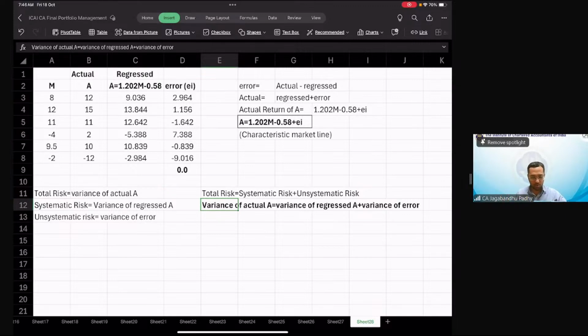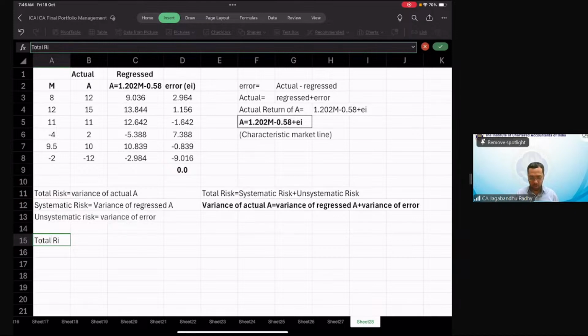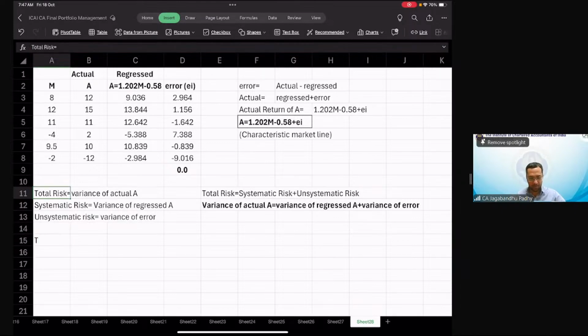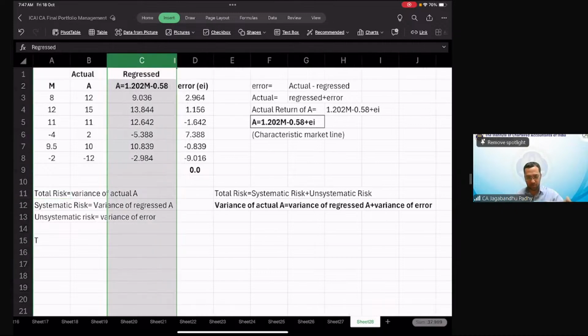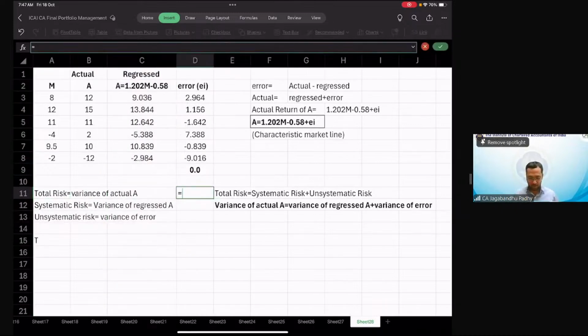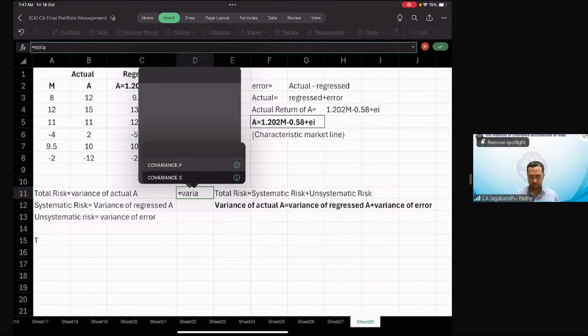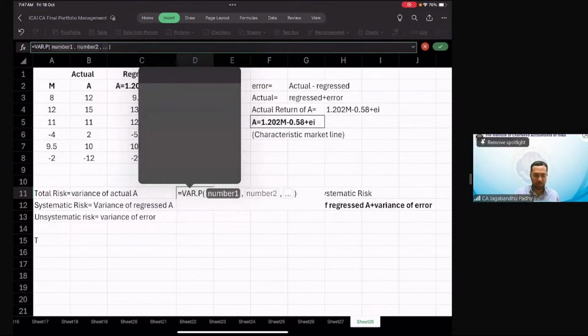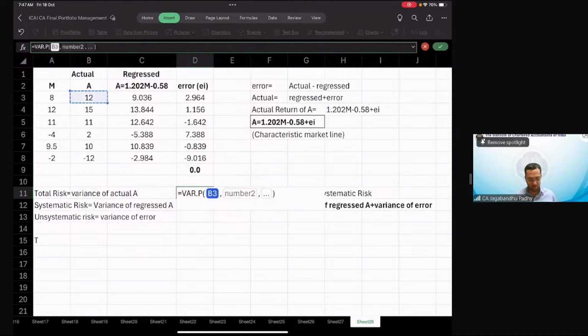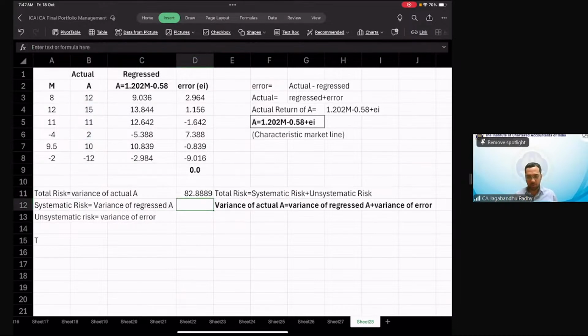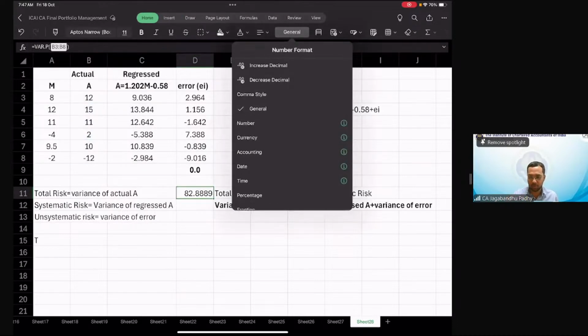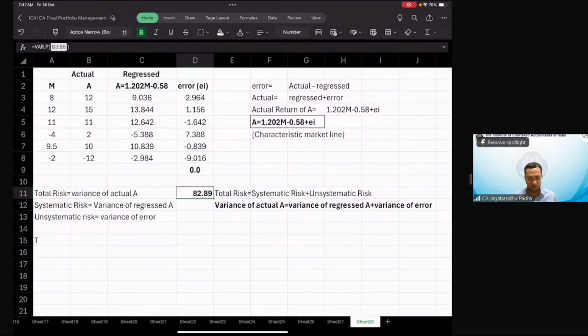Okay. So if I ask you what is the total risk? Total risk, as we said, is variance of A. I can calculate it simply using the Excel formula, variance of actual returns of A. You can try it at home later to calculate the variance values. It should be equal to 82.89 for the total risk of the market.